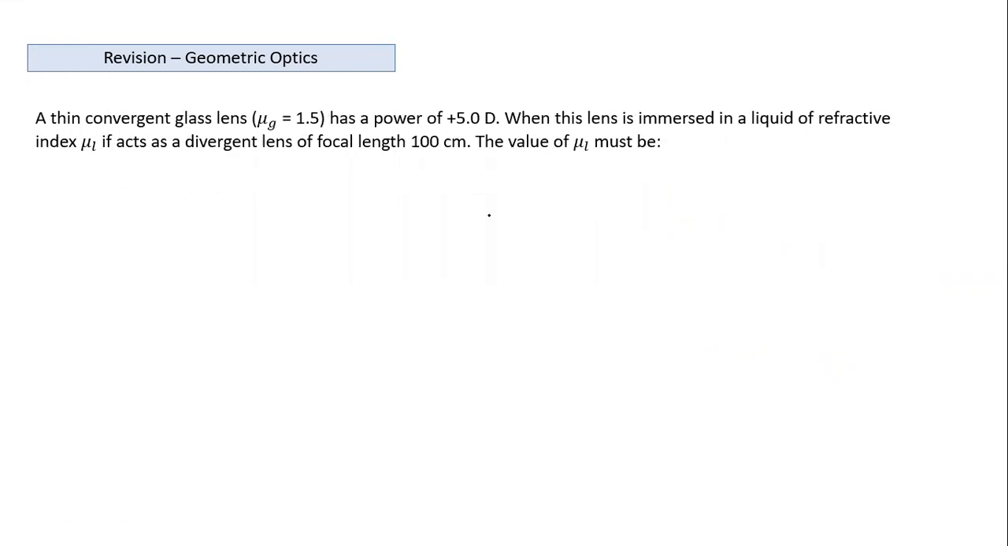Okay, the next question is again about a change in behavior of a lens when the surrounding medium is changed. There's a thin converging lens whose power is given as 5, and this is the medium refractive index. What does this mean here? We know the power. And when this lens is immersed in a liquid of given refractive index, what are we doing here? We are changing the medium.